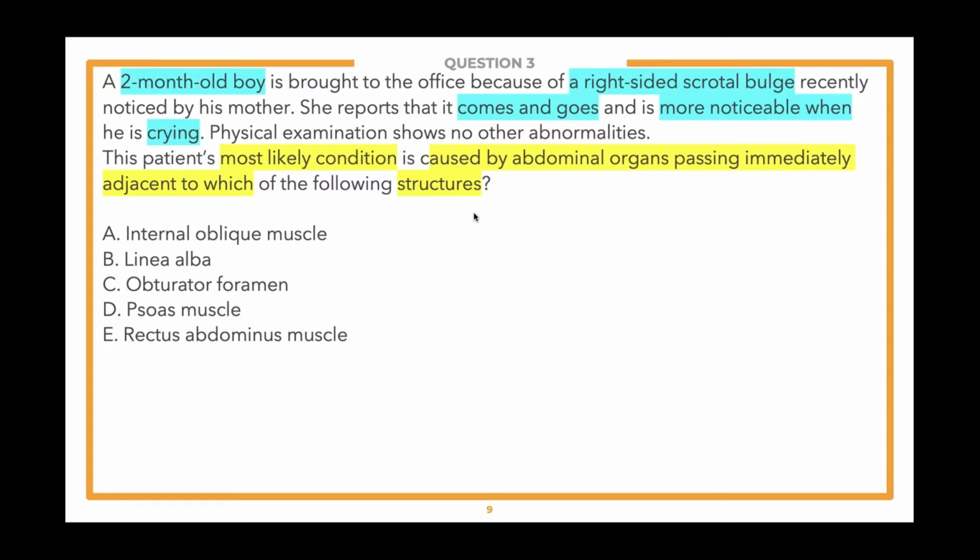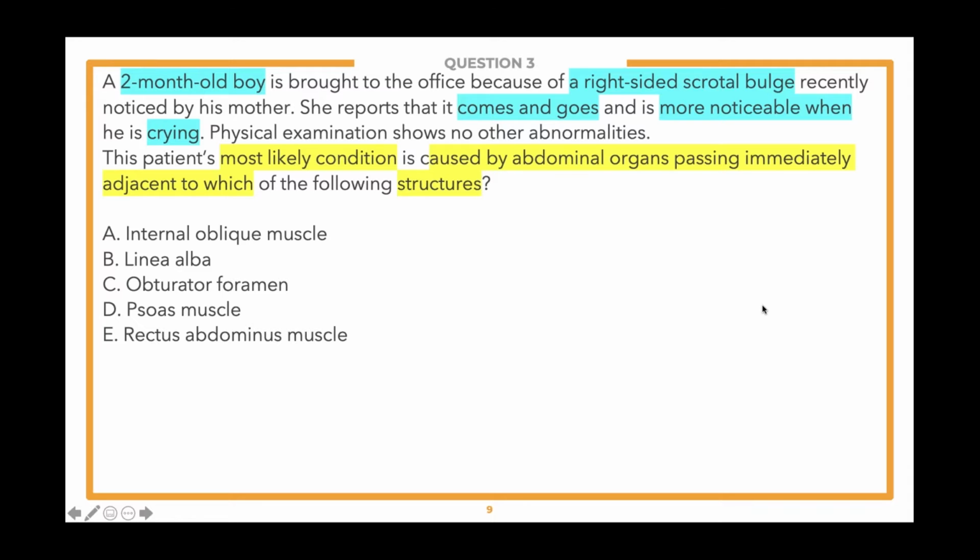Answer choice E, rectus abdominis muscle. D, psoas muscle. C, obturator foramen. B, linea alba. And A, internal oblique muscle. So we're going to go ahead and open up that poll. Go ahead and select what you think is the best answer here, and we'll talk about it in just a few seconds.